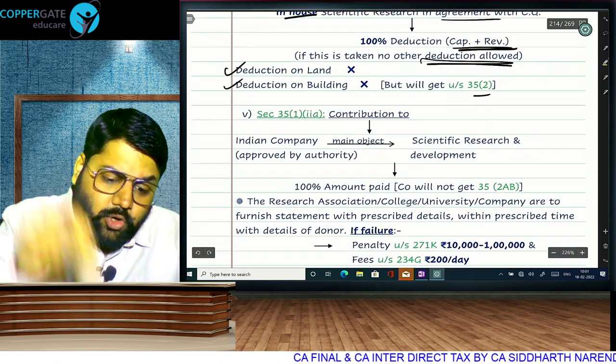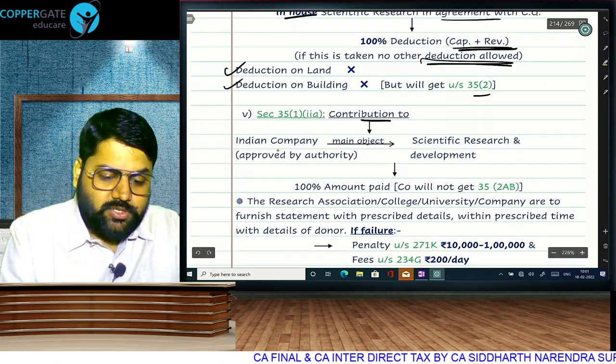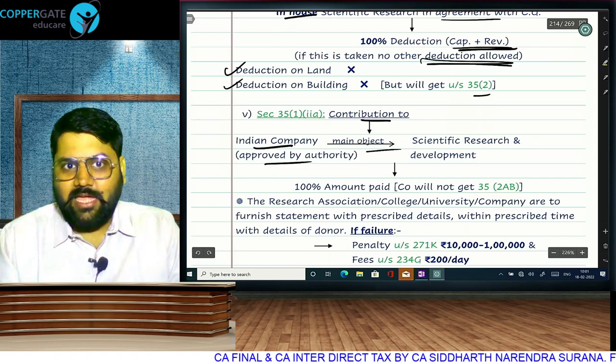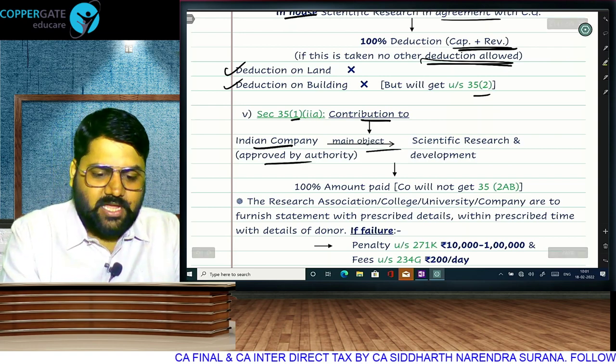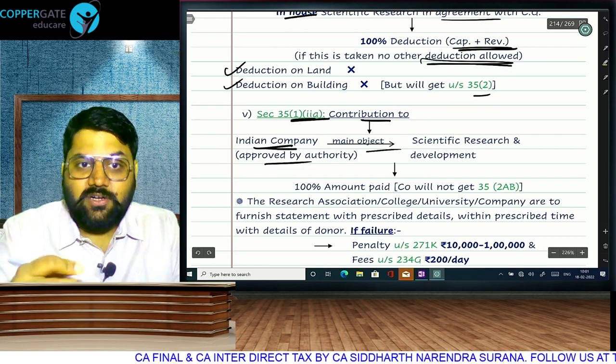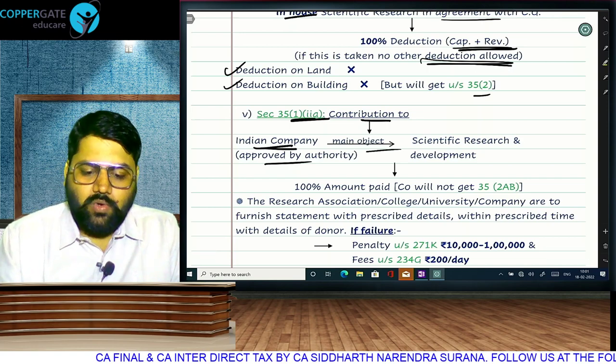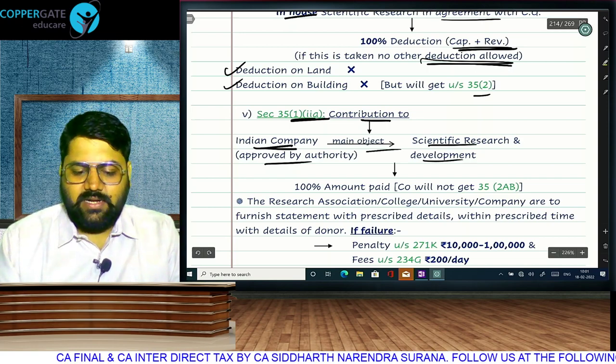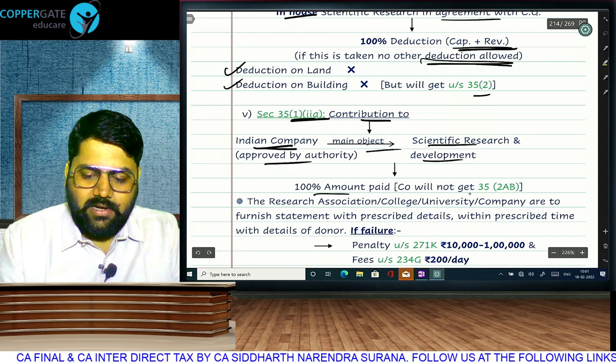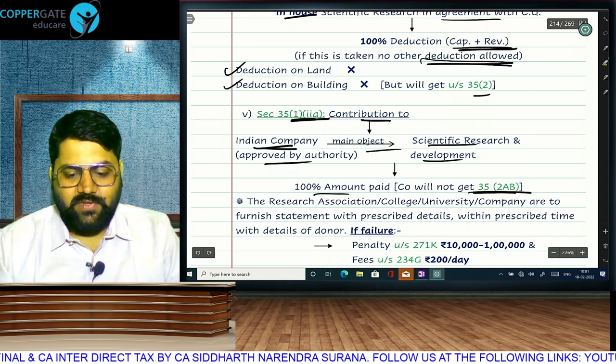Then if I am making a contribution to an Indian company, and I can be anyone, individual, HUF, anyone, but the receiver to whom I am making a contribution is a company for scientific research and development, then 100% paid will be allowed, but the company cannot take 35(2AB).